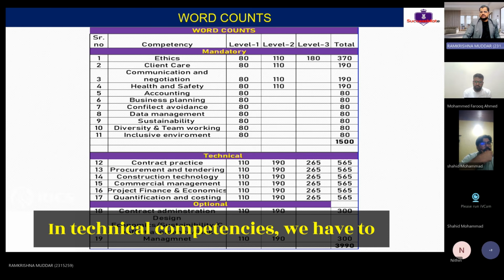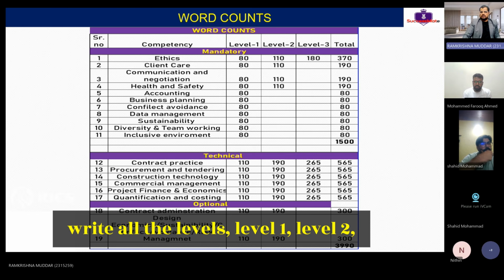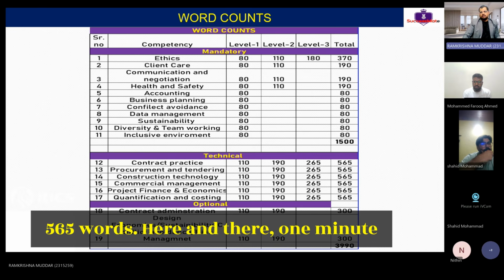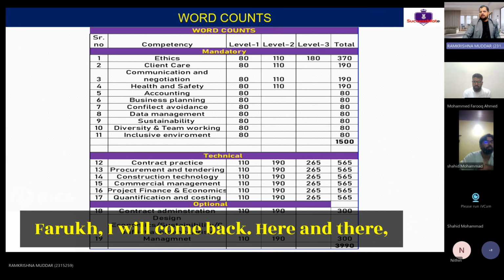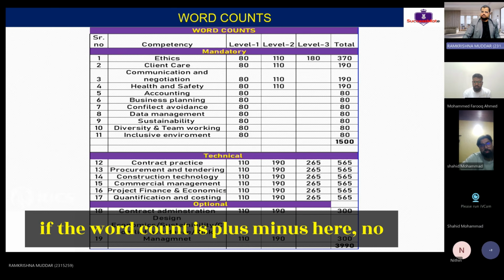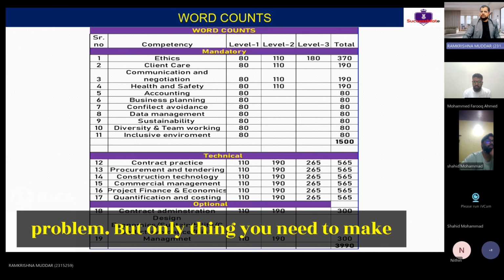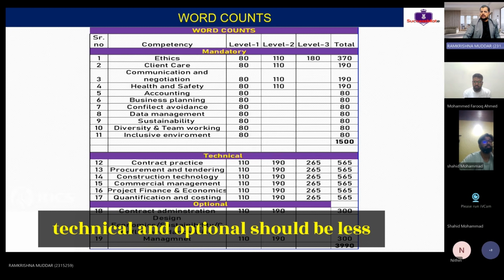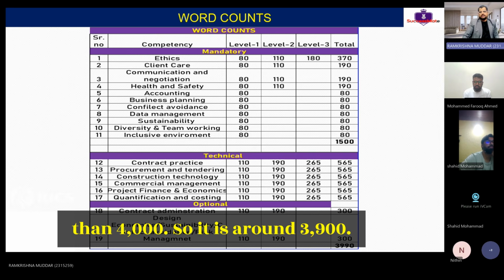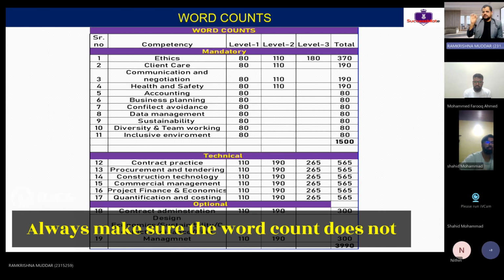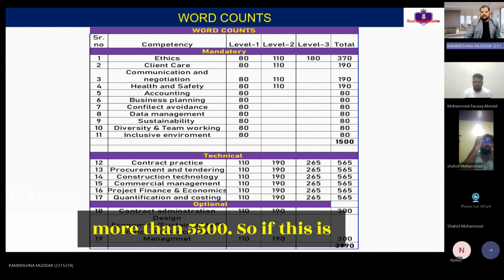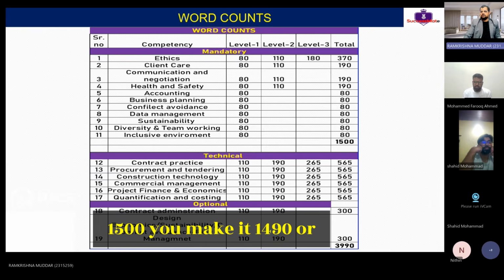In technical competencies, we have to write all the levels, level 1, level 2 and level 3. Total of this should be 565 words. Here and there, if the word count is plus minus, no problem. But the only thing you need to make sure is that the total of technical and optional should be less than 4,000, so it is around 3,900. Always make sure the total word count should not be more than 5,500. So if this is 1,500, you make it 1,490 or 1,480.